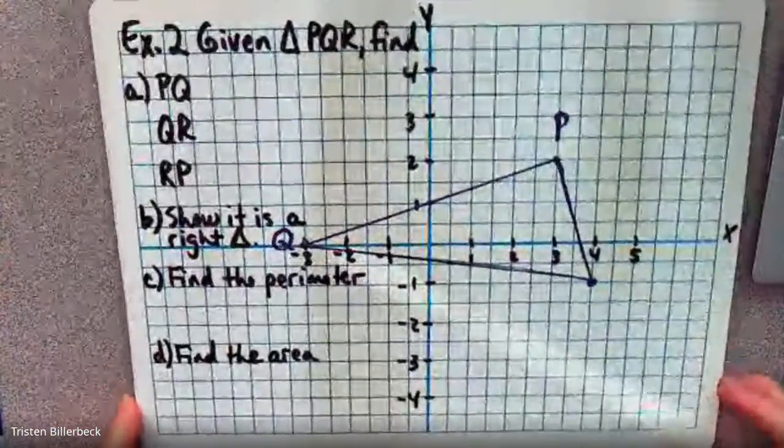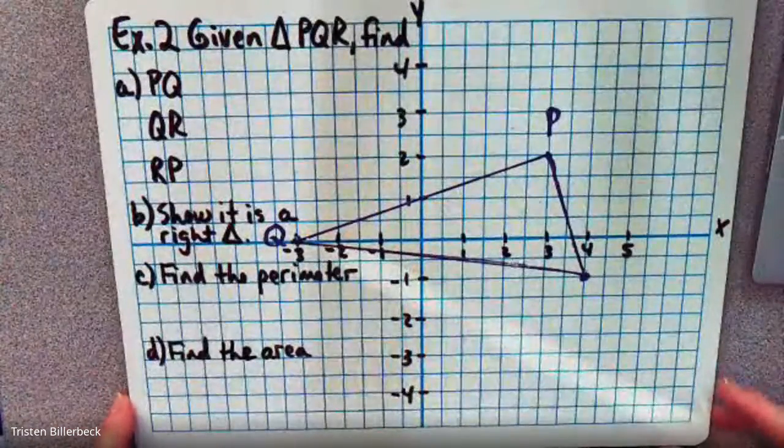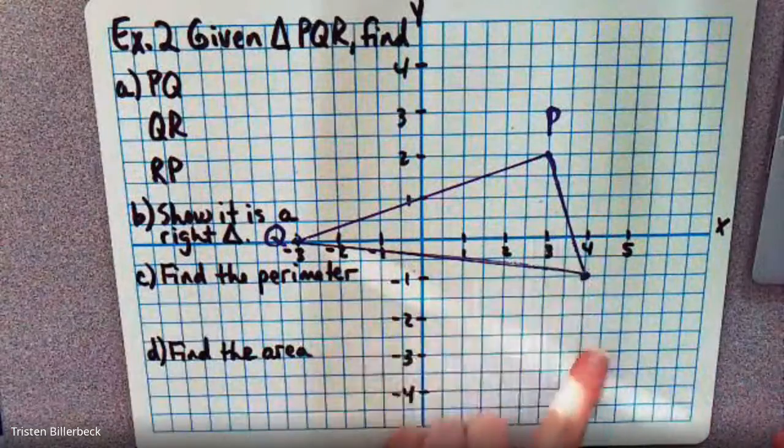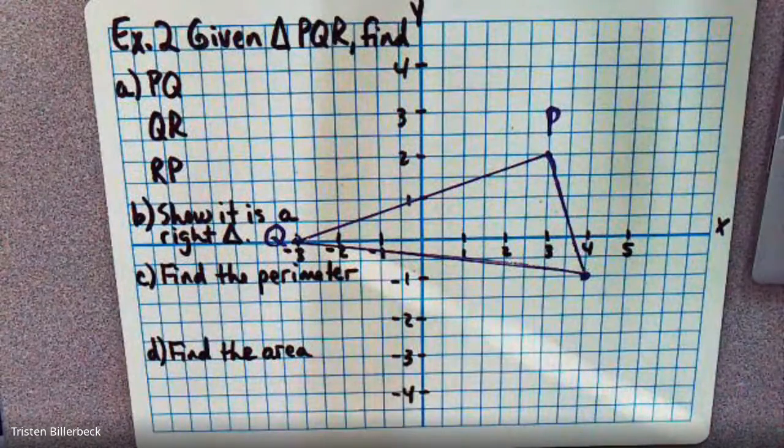All right, the last one. So if we're given triangle PQ, and then this is R right here.